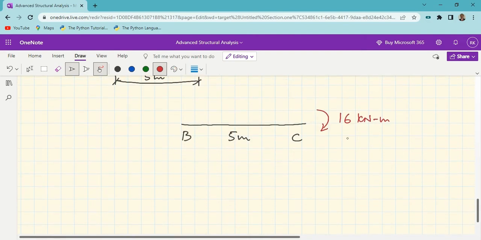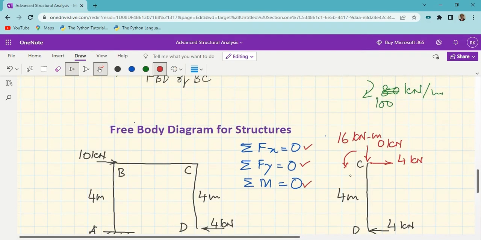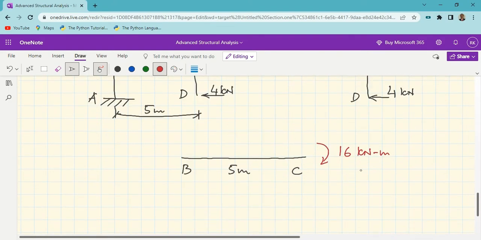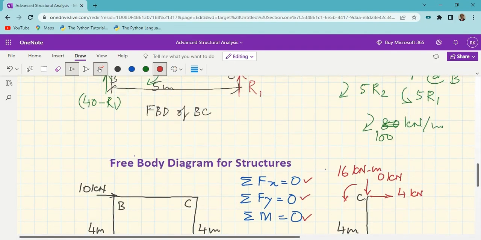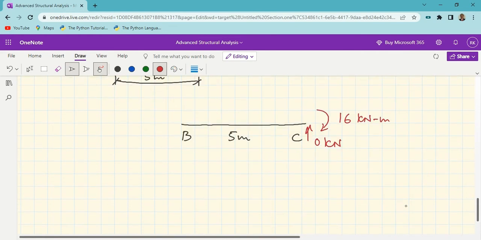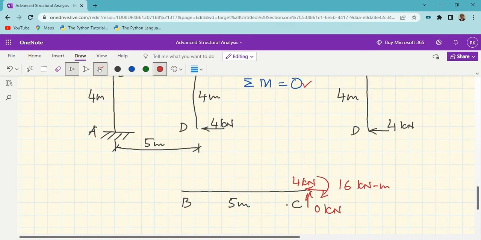So these 16 kilonewton meter anti-clockwise will be transferred as clockwise, 0 kilonewton downwards will be transferred as 0 kilonewton upwards, and this 4 kilonewton towards right will be transferred as 4 kilonewton towards left. So this is how I have balanced joint C. Now I can say joint C is in static equilibrium.